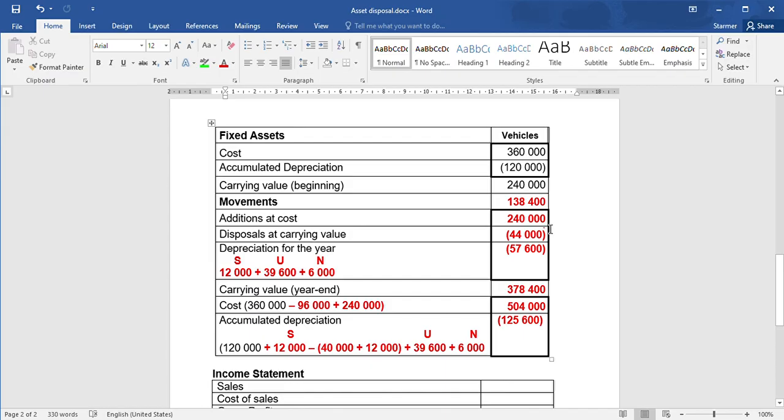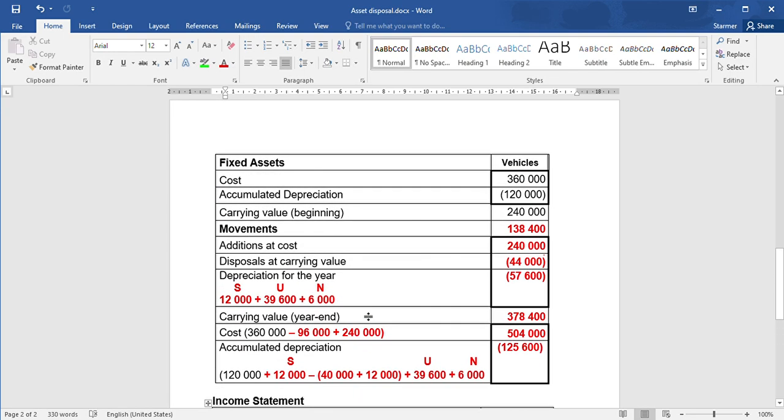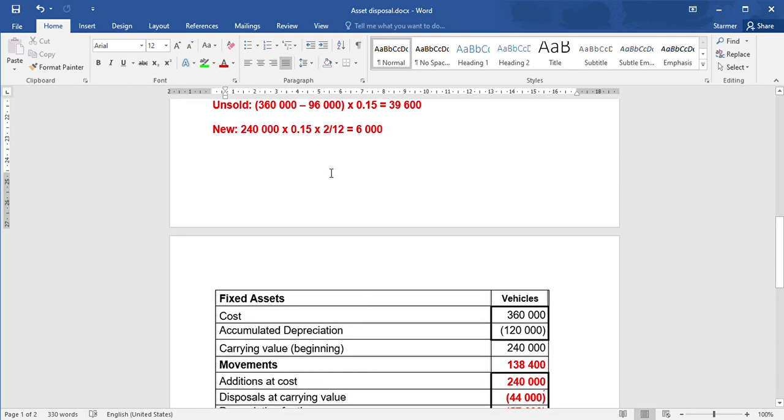So your cost price is going to increase here. Don't forget to add it to your cost price under your final cost at the end of the year. And then go back to your payables, and that's what we owe for the new vehicle. So can you see you owe them 240, but you gave them something worth 32,000. So that means overall you only owe them the difference. The last thing I need to do then is to depreciate the new vehicle. That was a 240,000 at 15%, but only for 2 months of the year, and that gives me 6,000.